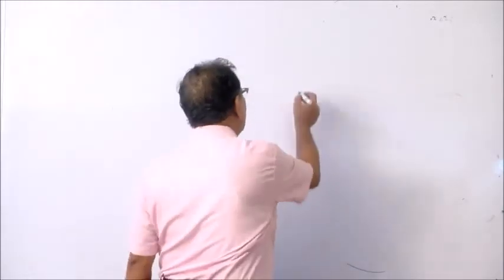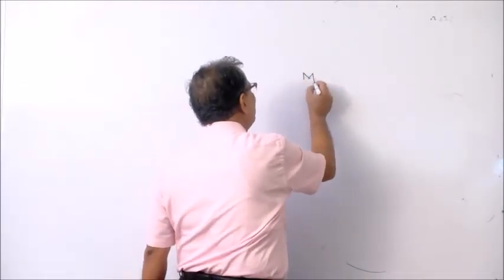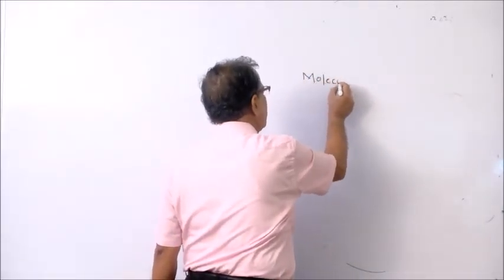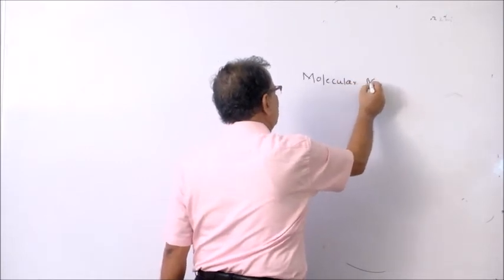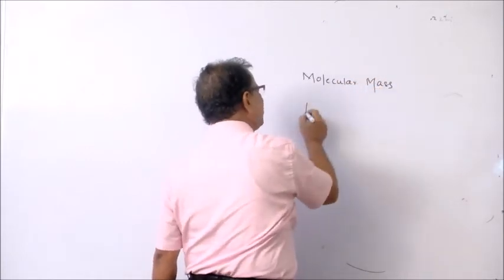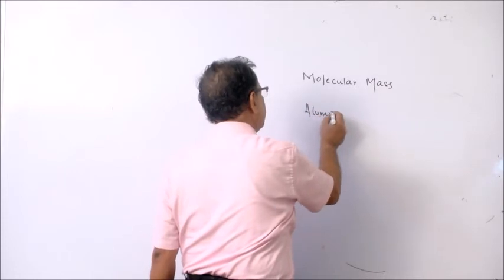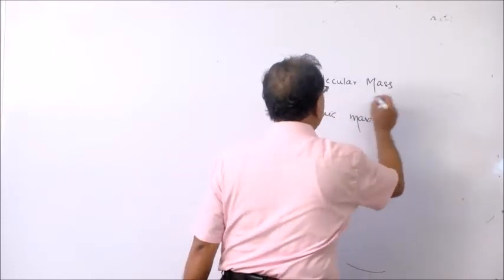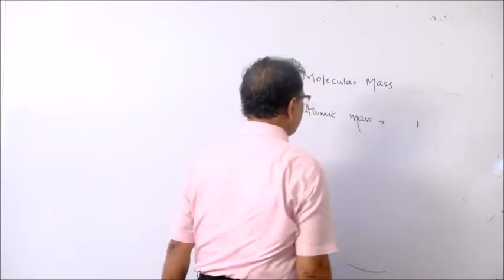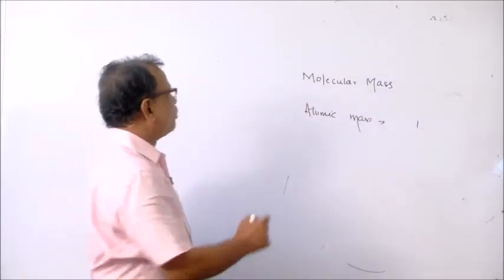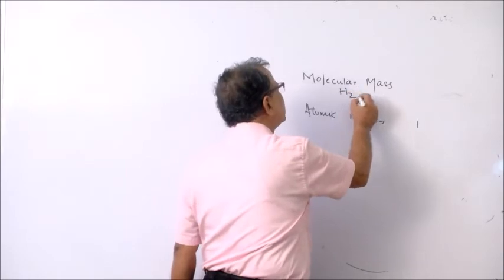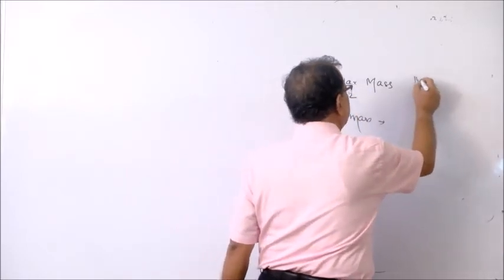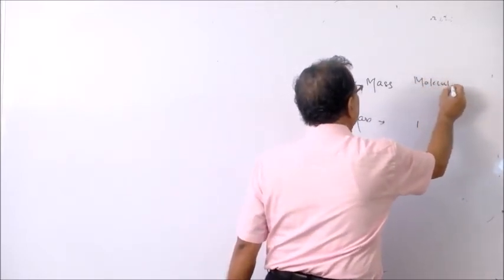Suppose hydrogen. What is the molecular mass of hydrogen? Mark the difference between molecular mass and atomic mass. The atomic mass of hydrogen is approximately 1, actually 1.008, but we take it as 1. So the molecule is H2, and it will be 2. The molecular mass of hydrogen, approximate value, is 2.